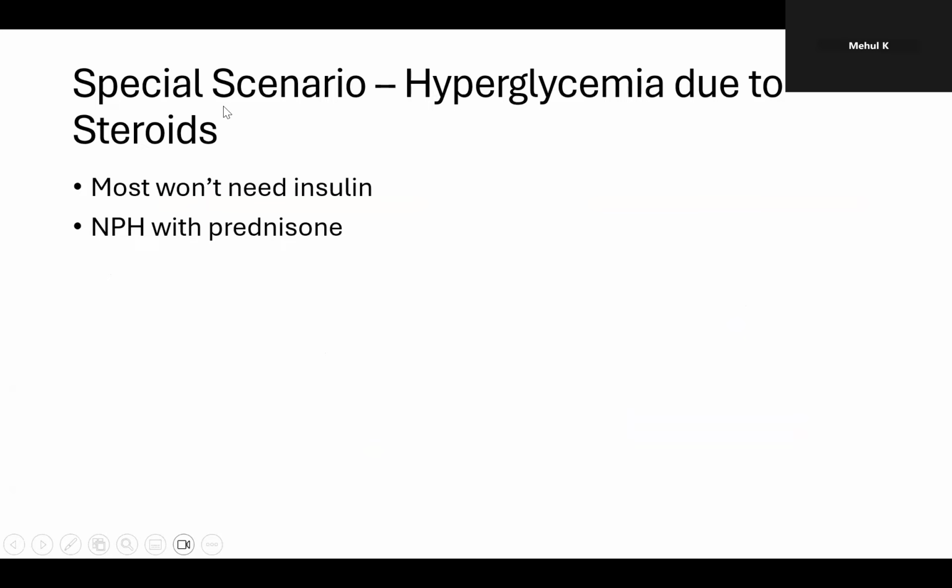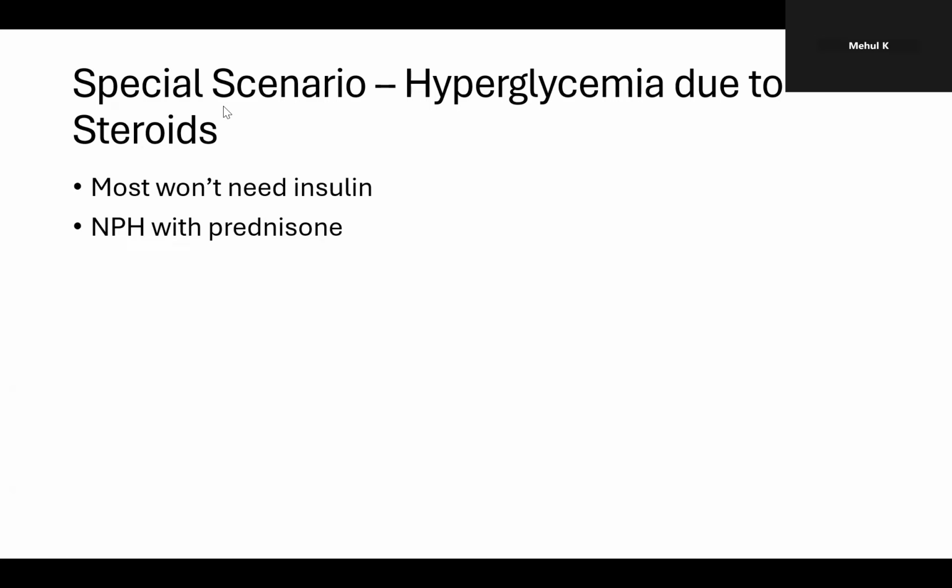What if the patients are on steroids? For example, patients have meningitis. You started the patient on Dex, or some other steroid for some other indication, and the patient is having hyperglycemia as a result. Most of these patients will not actually require insulin, number one.